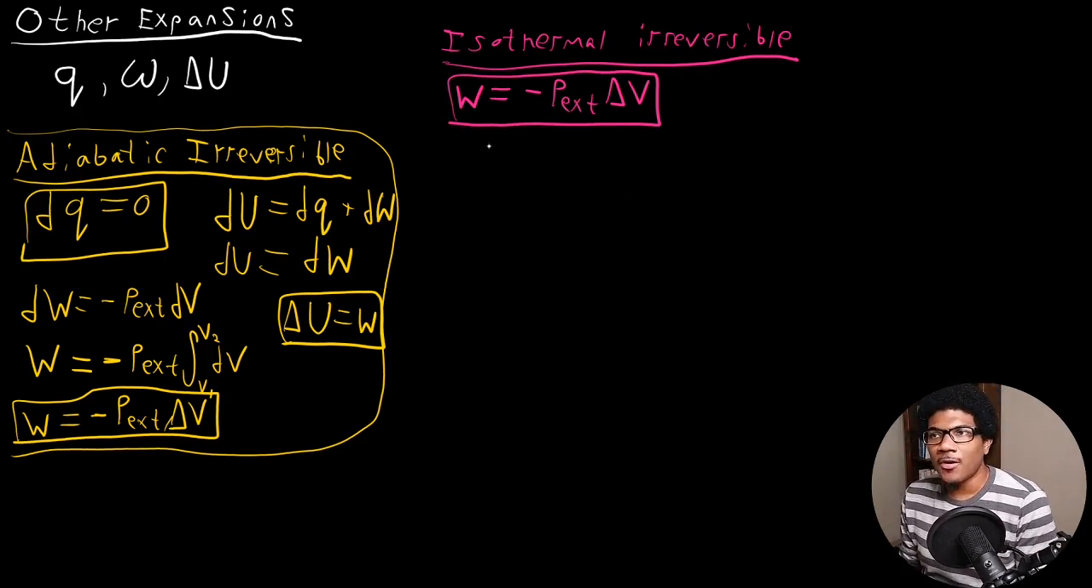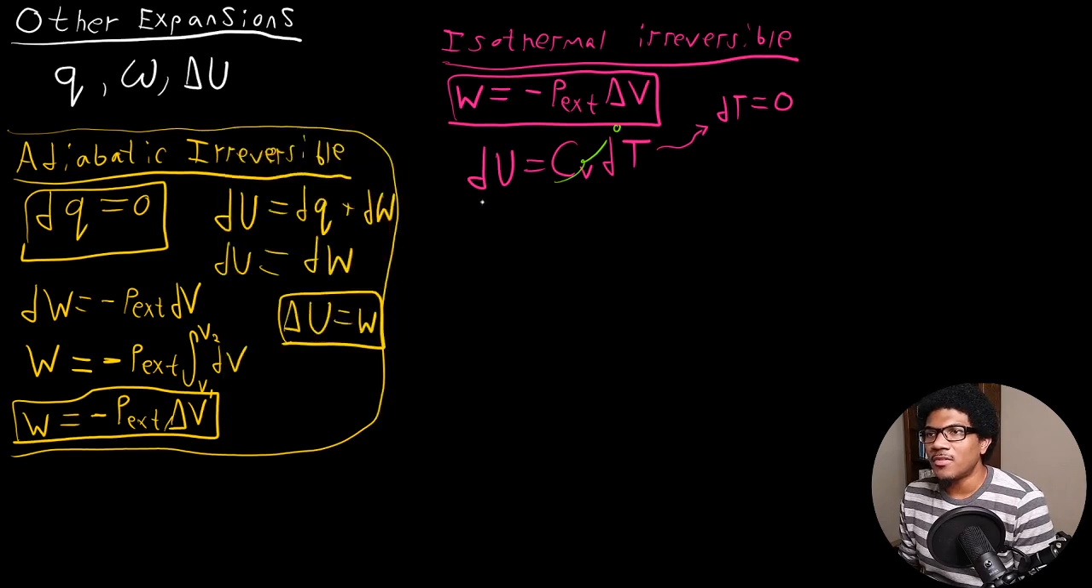Now, let's recall that for an ideal gas, our dU is simply equal to Cv dT. Well, if our expansion is isothermal, that means dT is going to be equal to 0. And if that's true, then this whole term goes to 0.